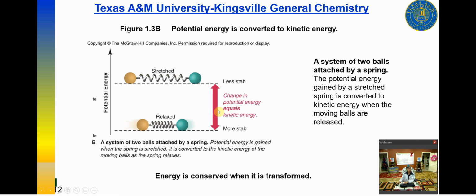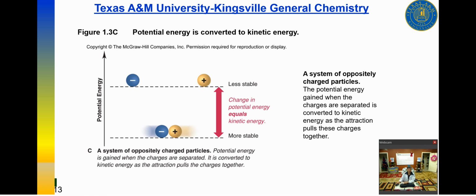I also showed you another example. I will leave it for everybody to study, and several more. This graph showed you the kinetic energy. Kinetic energy and potential energy can be interchangeable. So this is one of the examples.